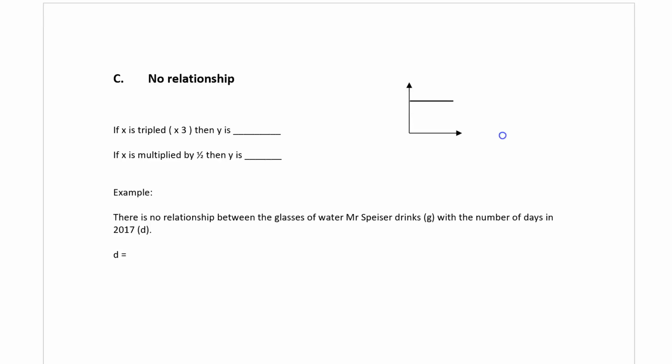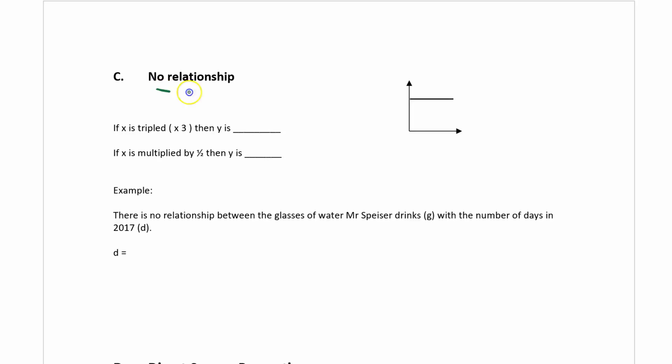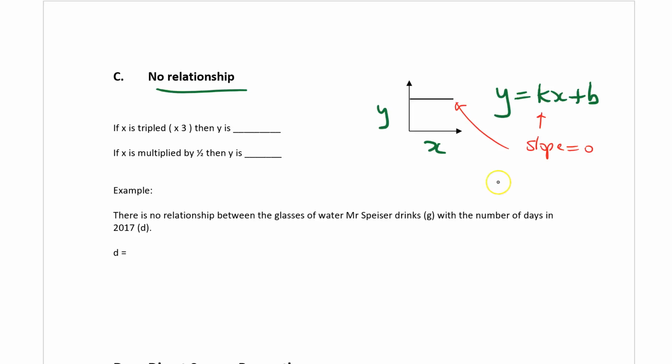Okay, taking a look at C. Oh, this is a pretty straightforward one. No relationship. So if you have something like this, x versus y, thinking about now y is equal to kx plus b. Remember that this k here means the slope. And if I have something like this, the slope is equal to 0. So this would be the same thing as y is equal to 0 times x plus b. So this would be just y is equal to b, where b is the y-intercept.